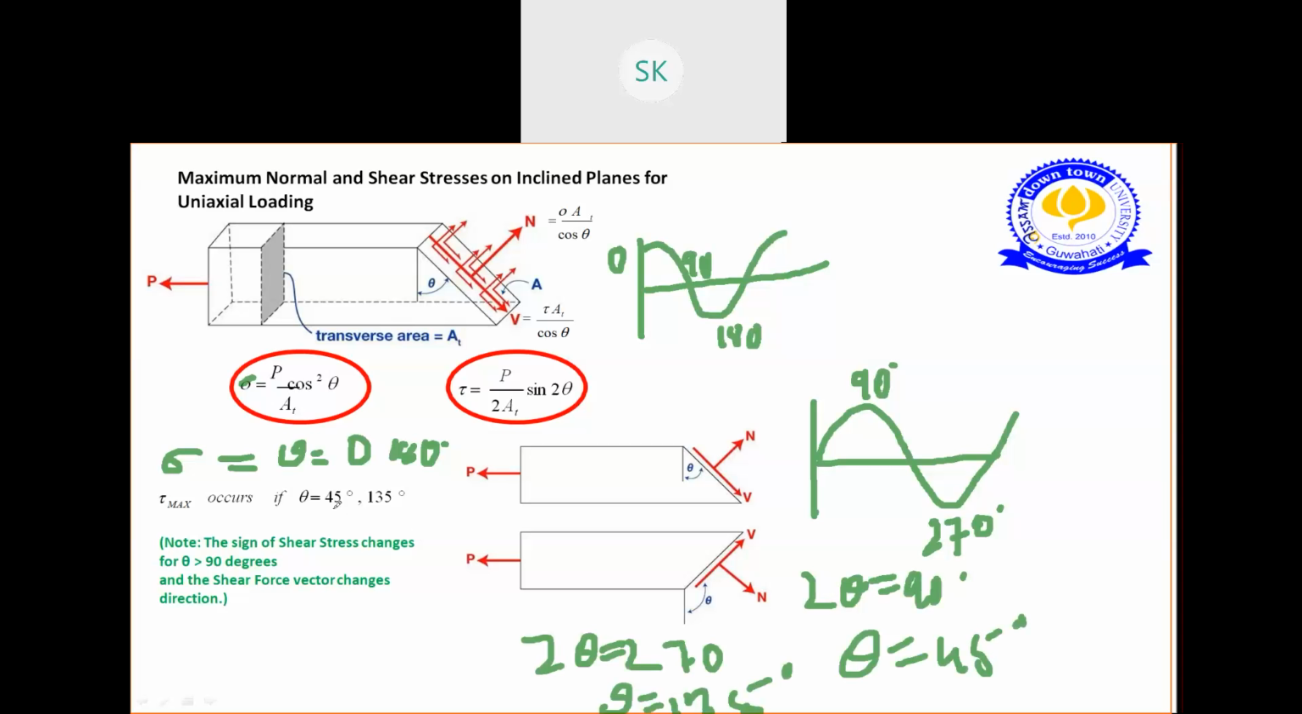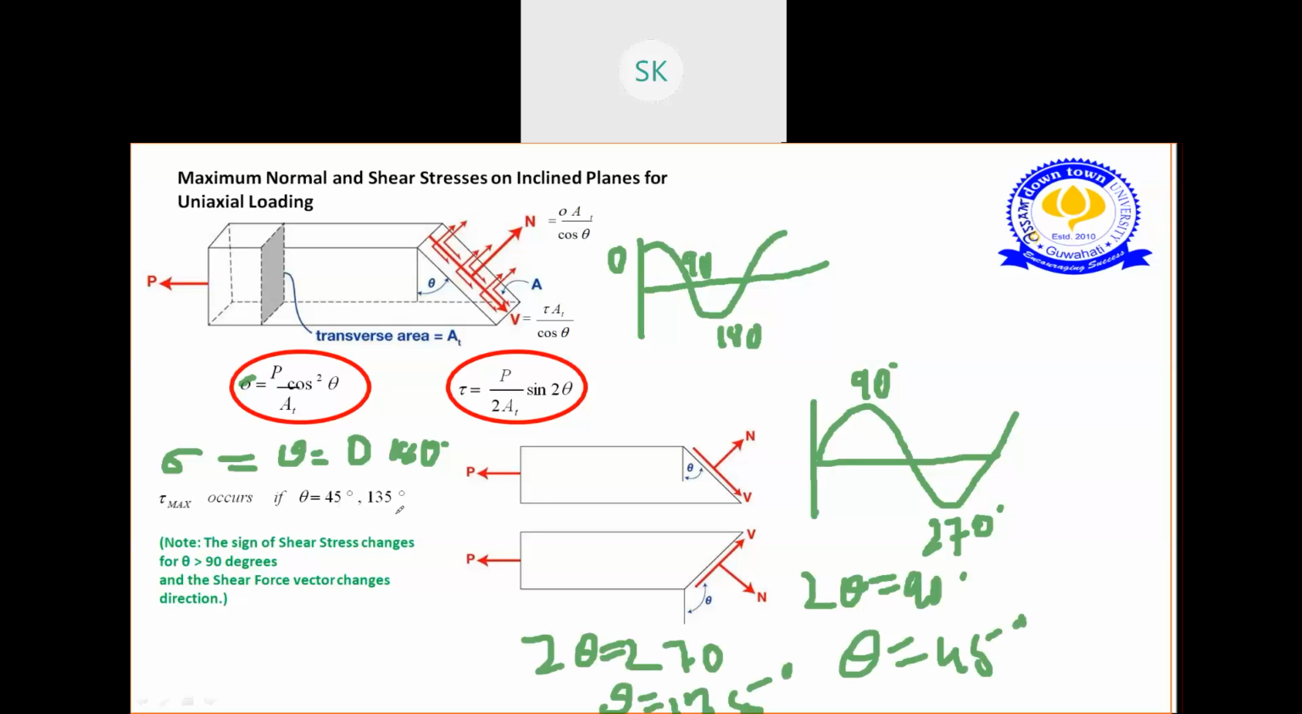But there is a theta. Theta will be 90 degree, but we have here 2 theta. So your 2 theta is your 90 degree. So your theta will be how much? 45 degree. Same way, 2 theta is 270 degree, and half of 270 will be how much? 135 degree. So your tau max will be maximum when your theta is 45 degree and 135 degree.